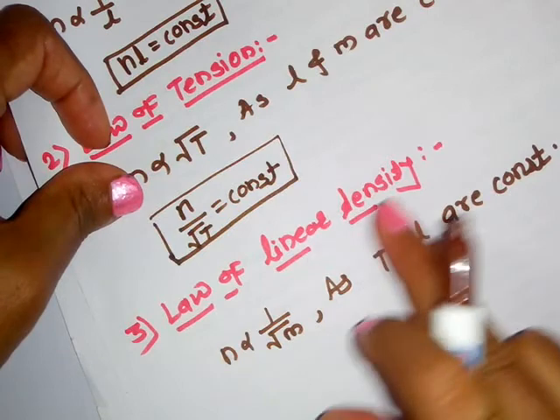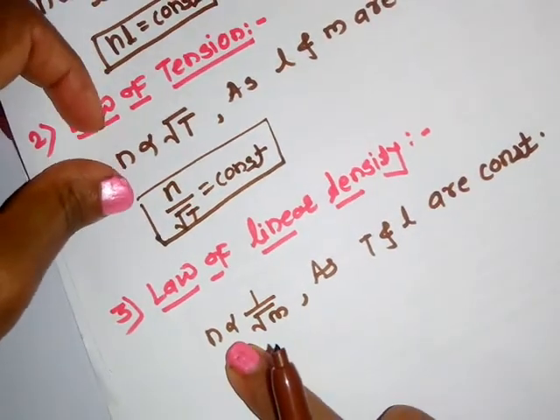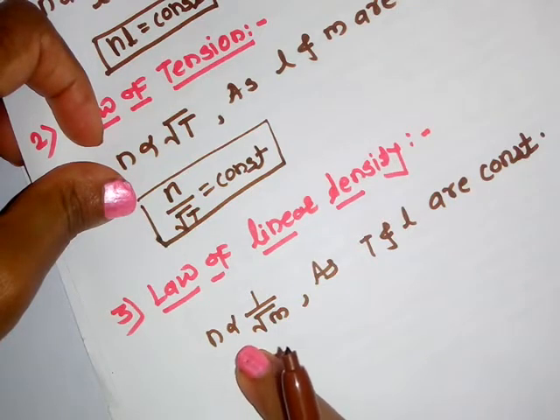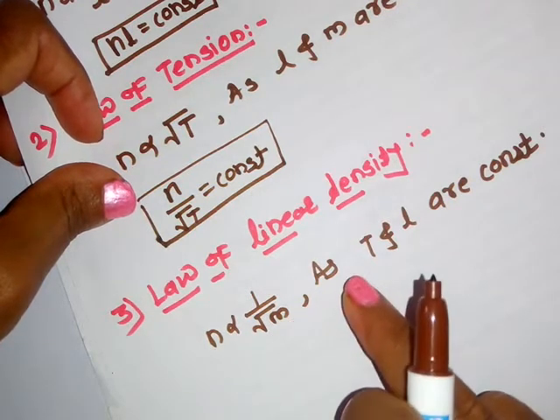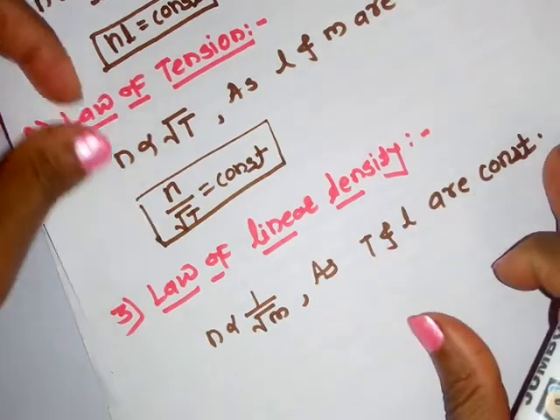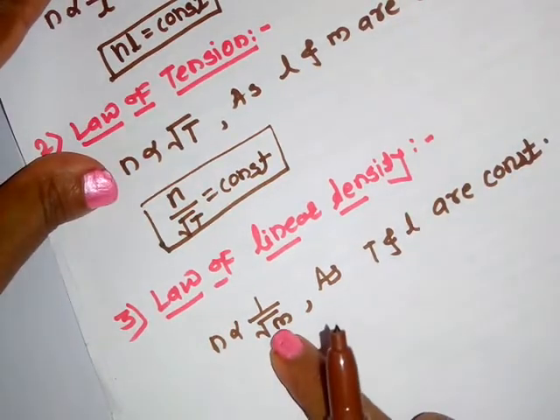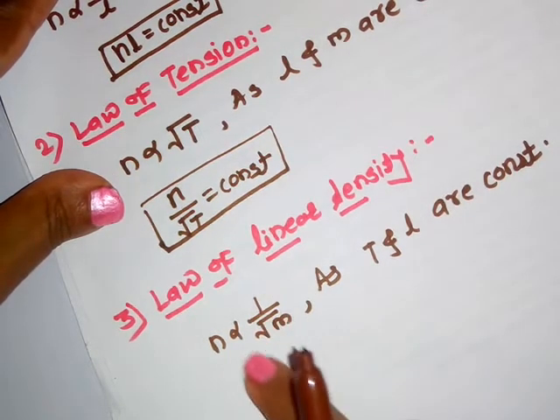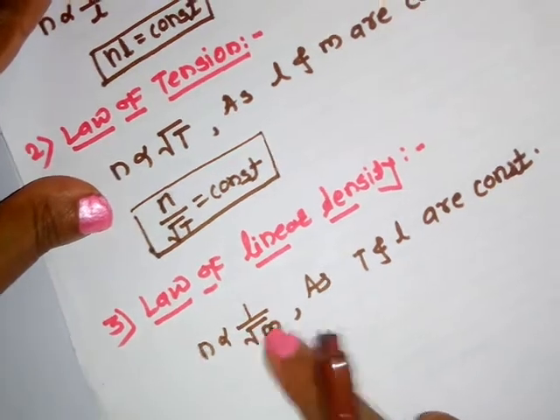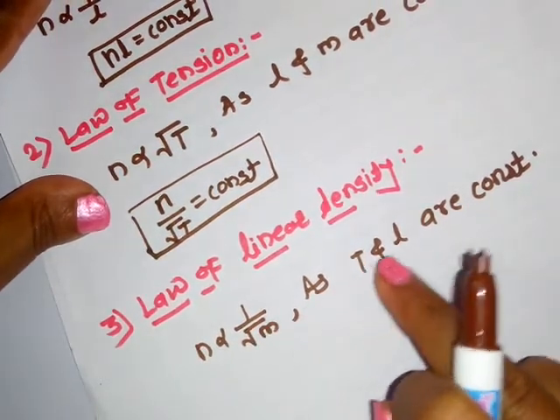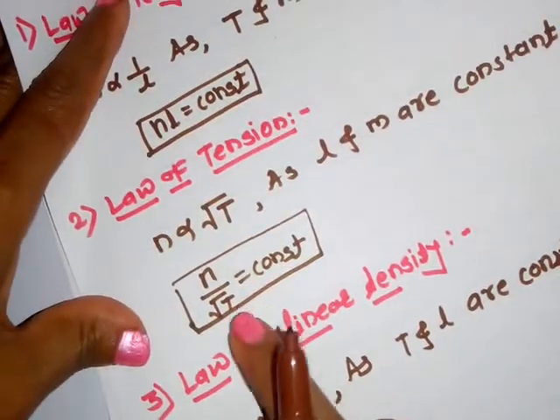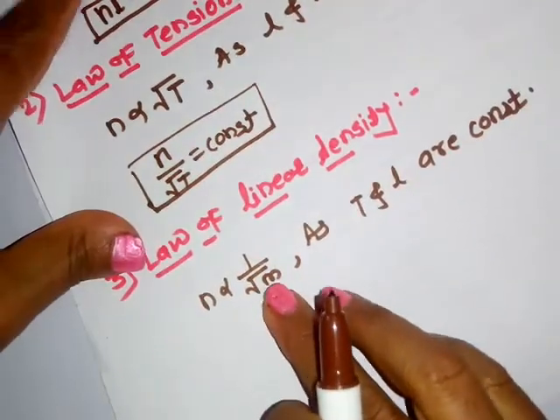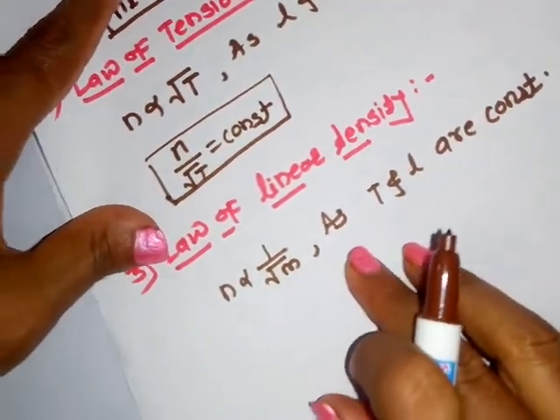Next one is the law of linear density. This is stated as: the fundamental frequency of vibration of a string is inversely proportional to the square root of M, as T and L are constant. Here M is nothing but the linear density, which means there is a variation in the linear density, but applied tension and length are constant. In the case of the second law, there is a variation or change in tension, but here there is a variation in mass per unit length.